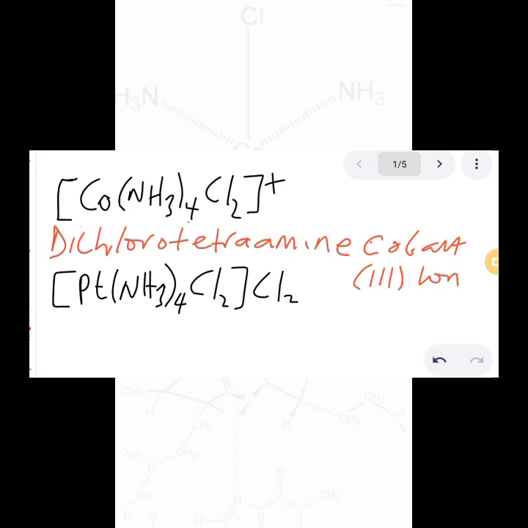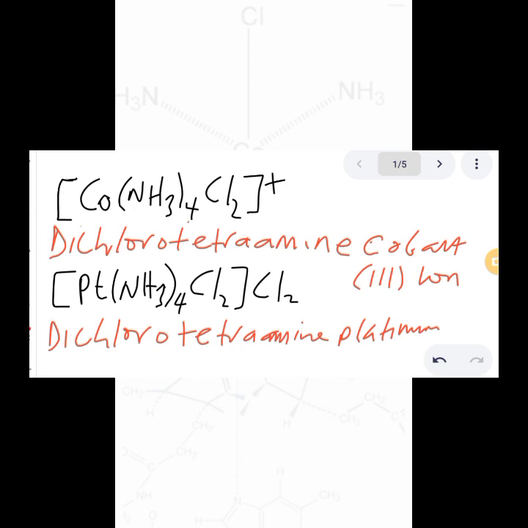Now for the second compound, we also have to name. This is a compound, it's more like a salt. So we name the cationic part first before the anionic part. So we are naming the coordination sphere before the ionization sphere. So in this one, we'll name this first. So that will be dichloro, because it is a negative ligand. Dichloro tetraamine platinum.